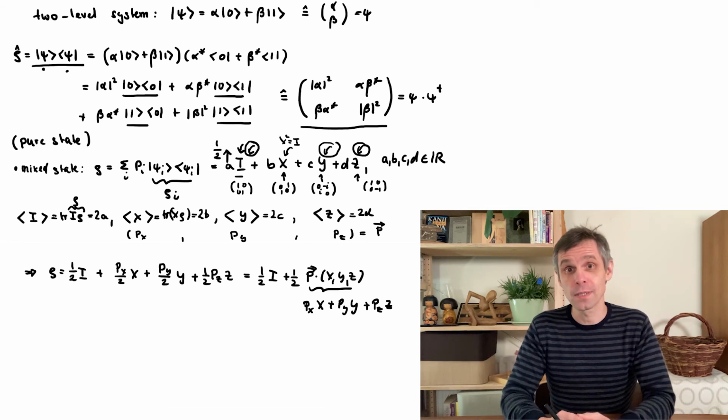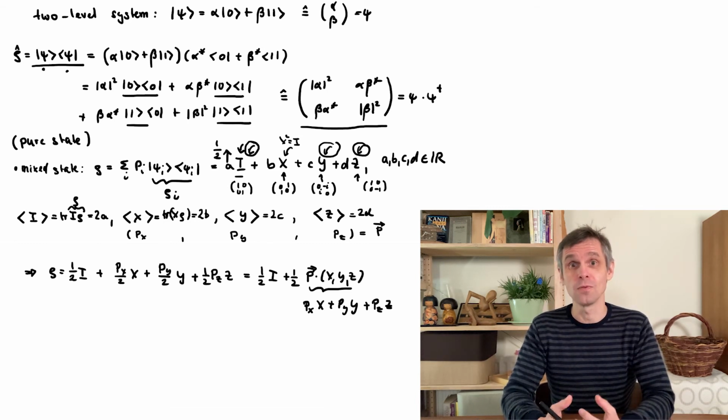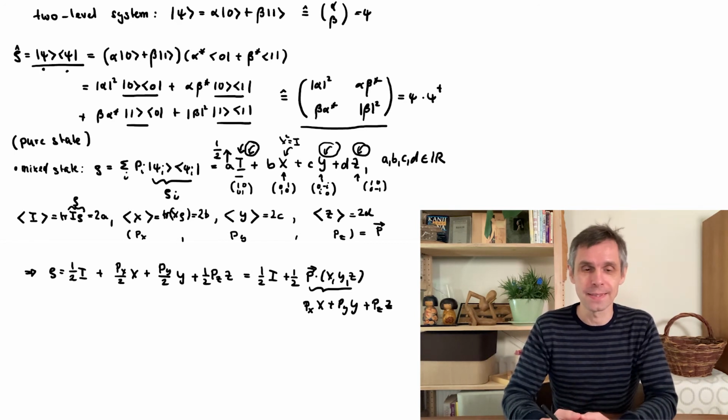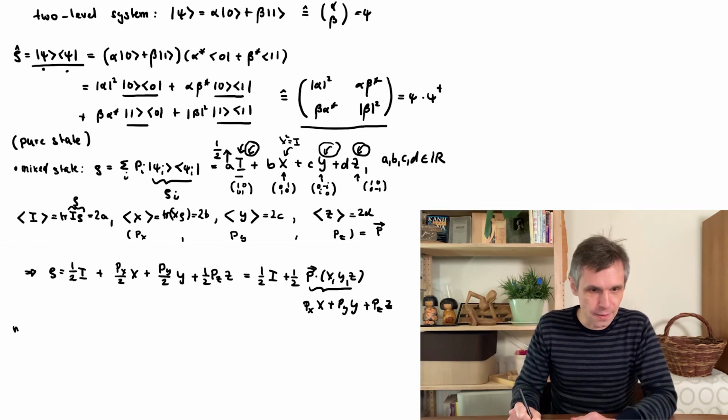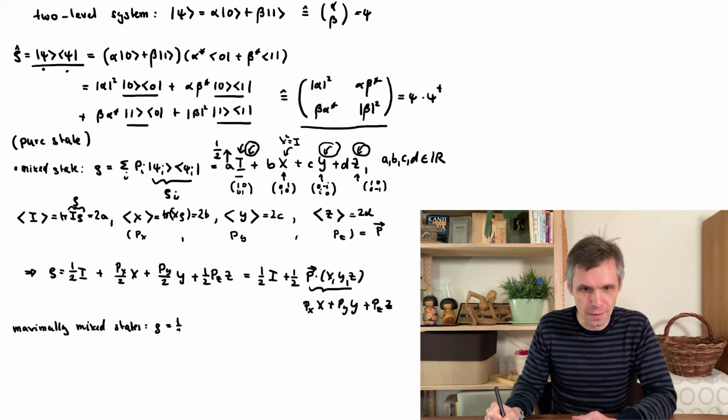Now for a pure system, the polarization vector was of unit length, but we now see that for a mixed state this is no longer the case. Indeed, when we look at a maximally mixed state for this two-level system, the Hilbert space dimension is 2, so ρ would just be 1/2 times the identity matrix, and this corresponds to the case where the polarization vector vanishes.